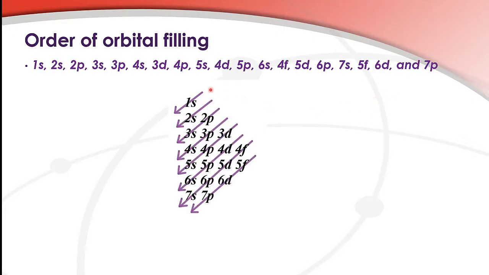Okay, so here's another way you can represent the order. You go 1s first, then 2s, then 2p to 3s, then 3p to 4s, then 3d, etc. And the thing to remember is 4s orbital fills before the 3d orbitals.